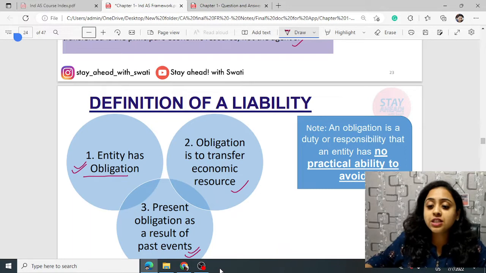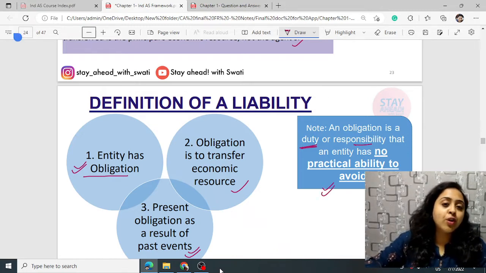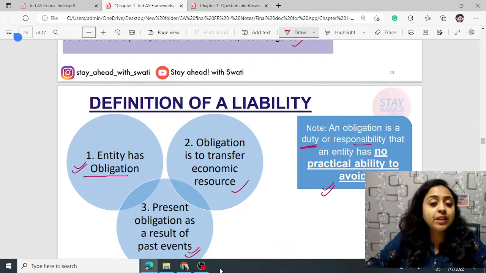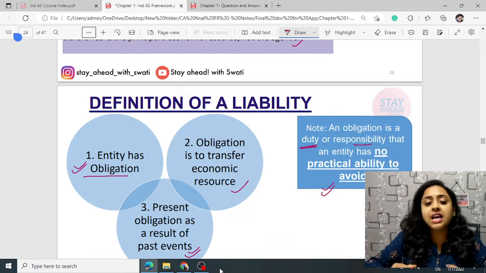An obligation is a duty or responsibility that an entity has no practical ability to avoid. Now the entity cannot avoid it. They do not have the option either to fulfill or not. It has an obligation, it has a duty that they have to fulfill such particular transfer of economic resource, either cash, goods or services, whichever way is promised.